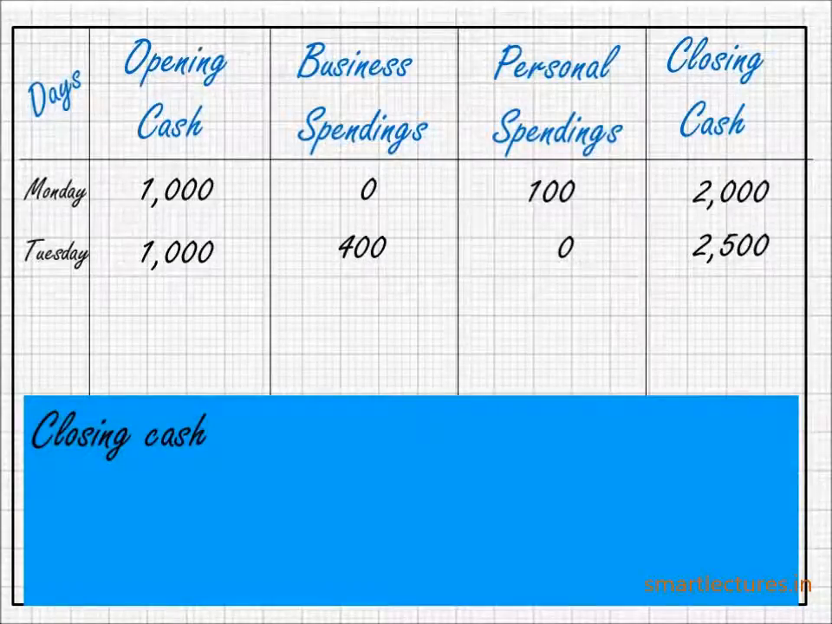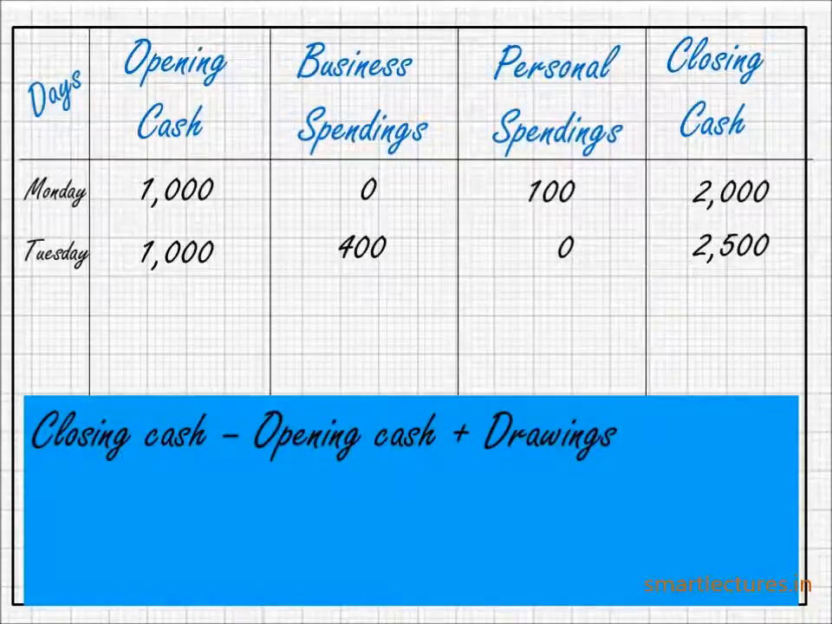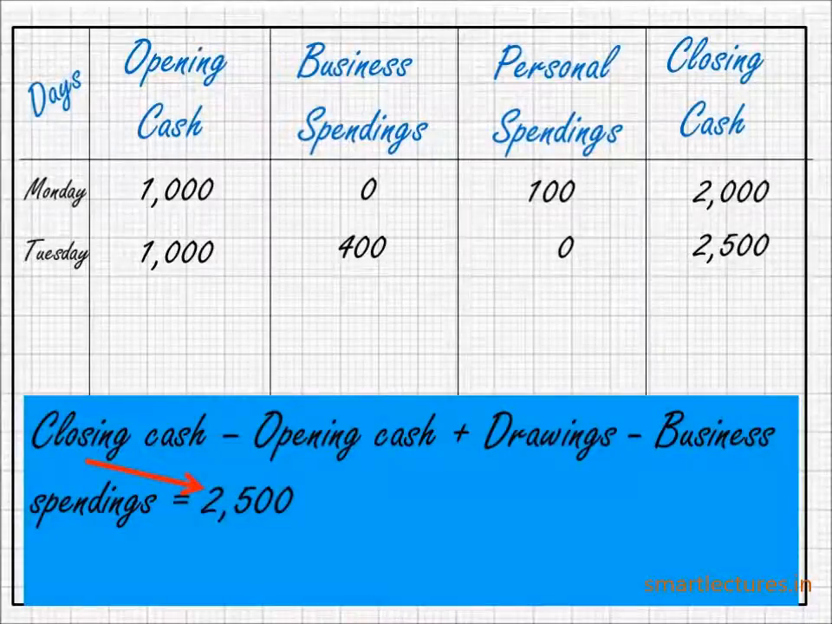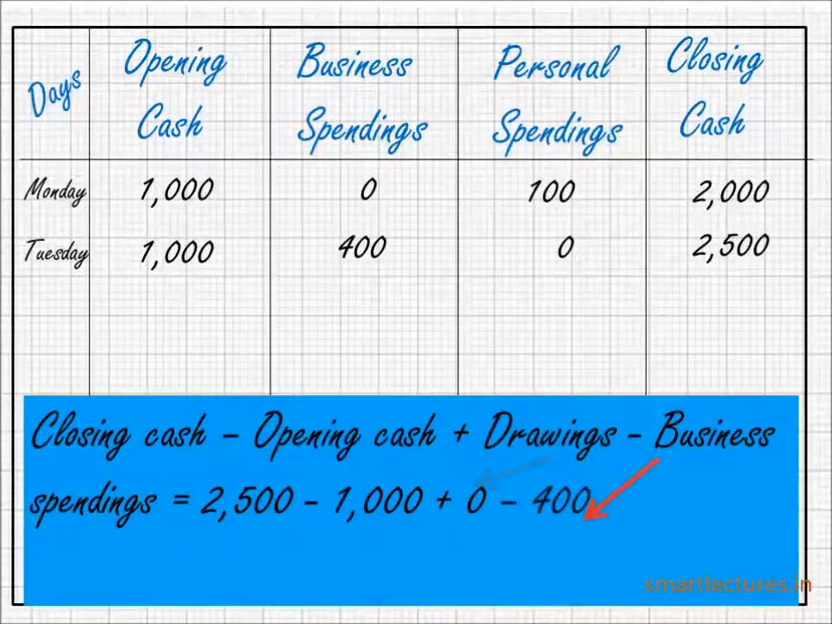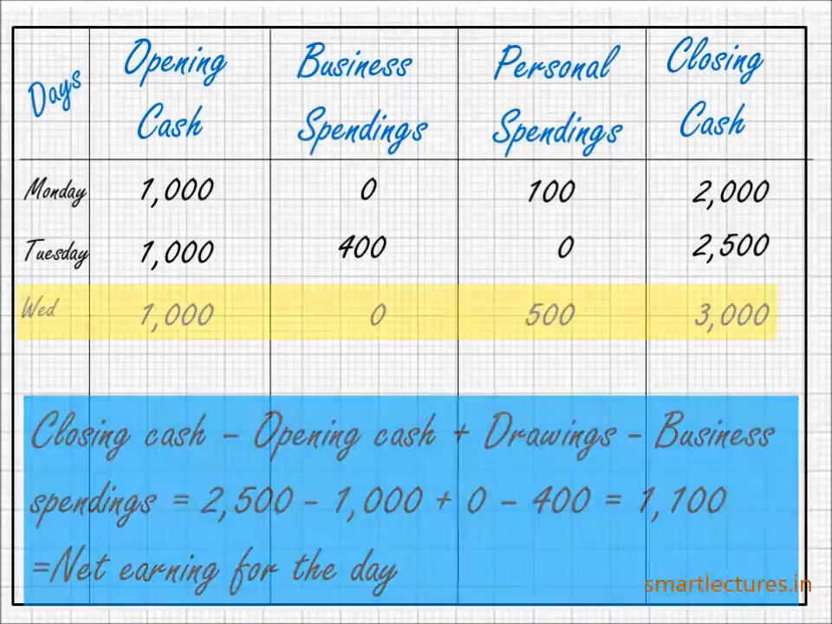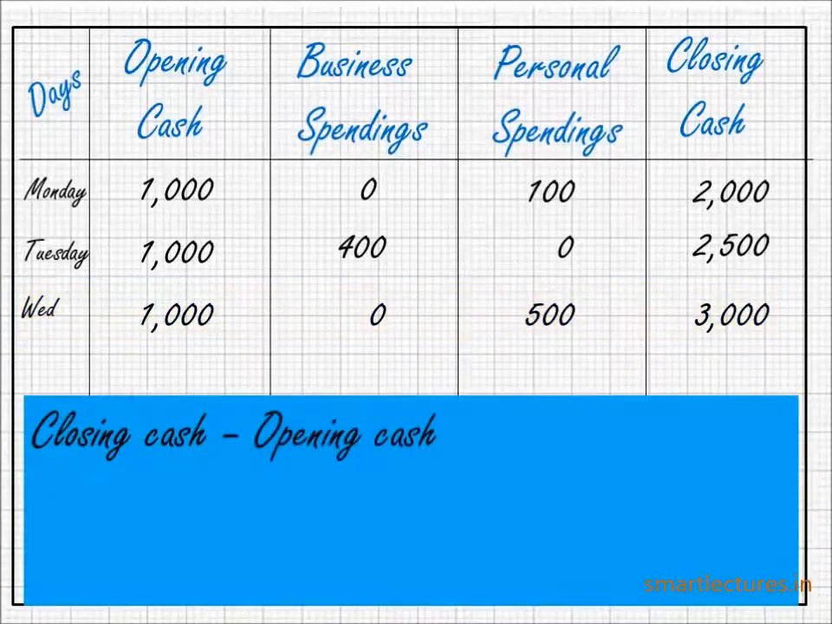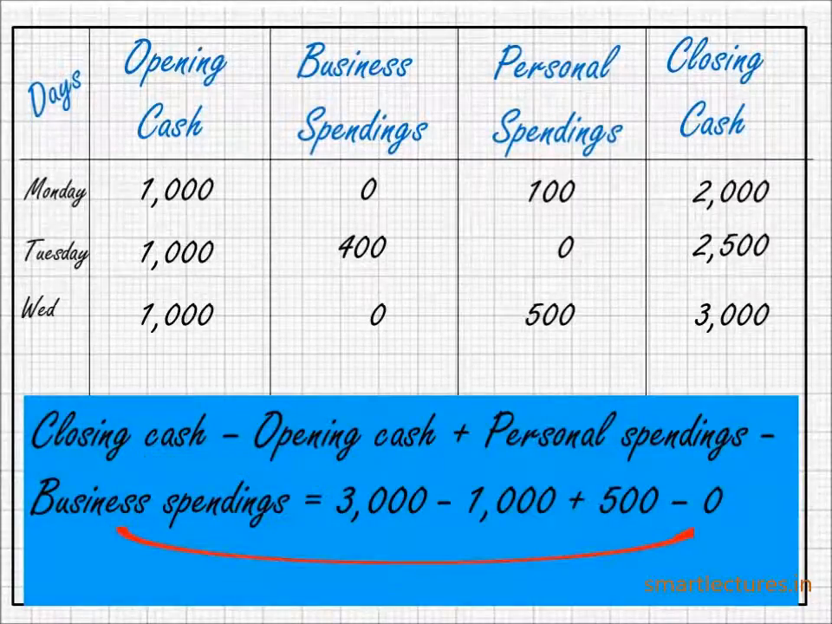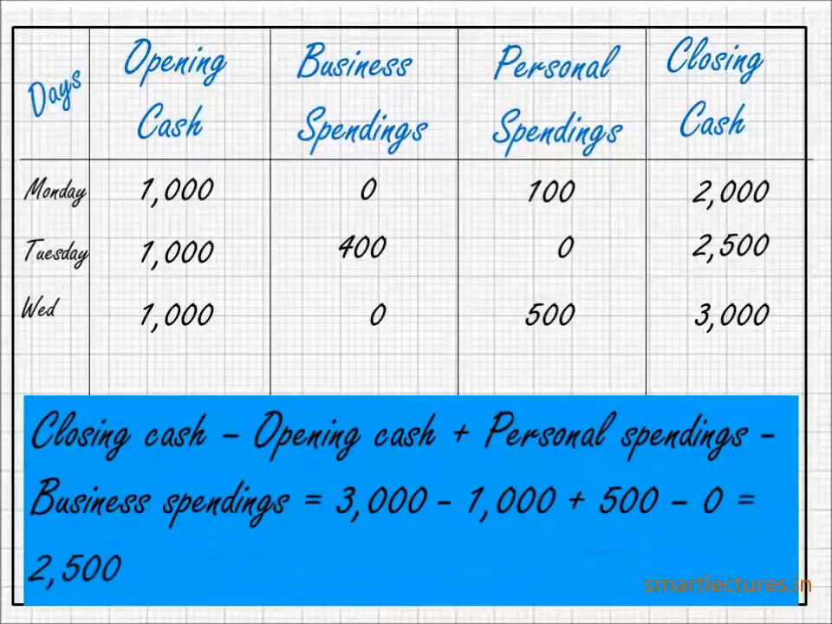So the earnings for Tuesday will be closing cash minus opening cash plus drawings minus business spendings. That will be equal to the total earning for the day, and that is equal to 2500 minus 1000 plus 0 minus 400. That is equal to 1100. It means on Tuesday his net earning was 1100. Now for Wednesday, how much did he earn? That will be equal to closing cash minus opening cash plus personal spendings minus business spendings. That will be equal to 3000 minus 1000 plus 500 minus 0, that is equal to 2500.